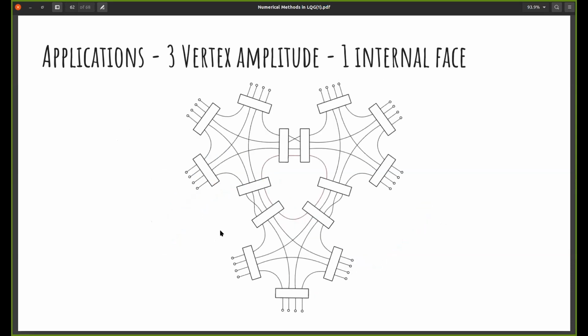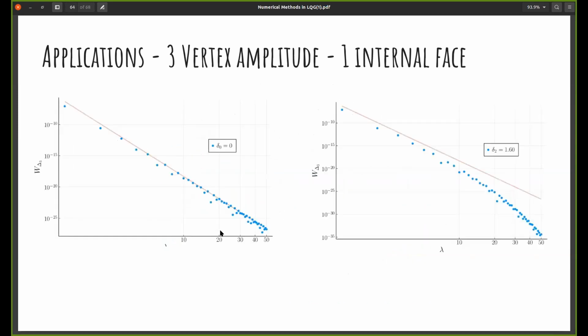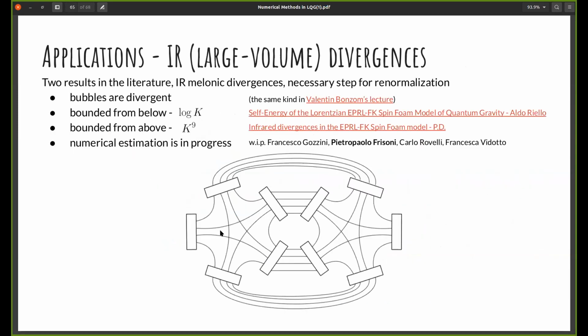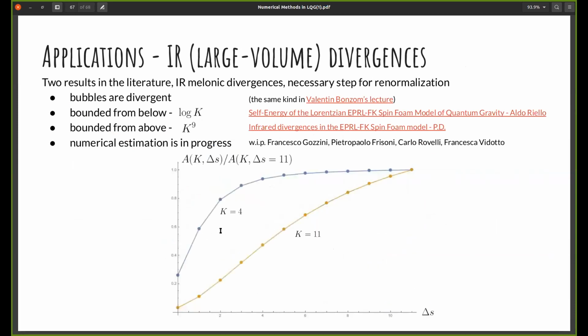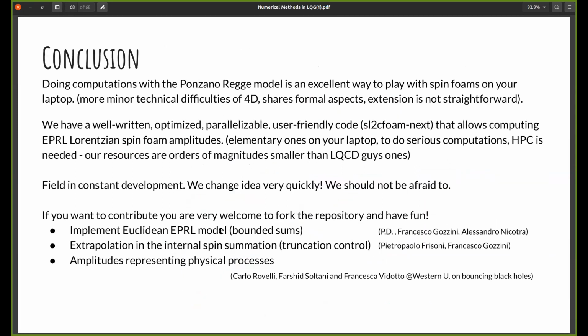Okay, so I have 2 more slides on a 3 vertex amplitude and infrared divergences that are probably interesting, but I prefer to take questions. Let me skip to the conclusions. So my conclusions are mainly three messages.